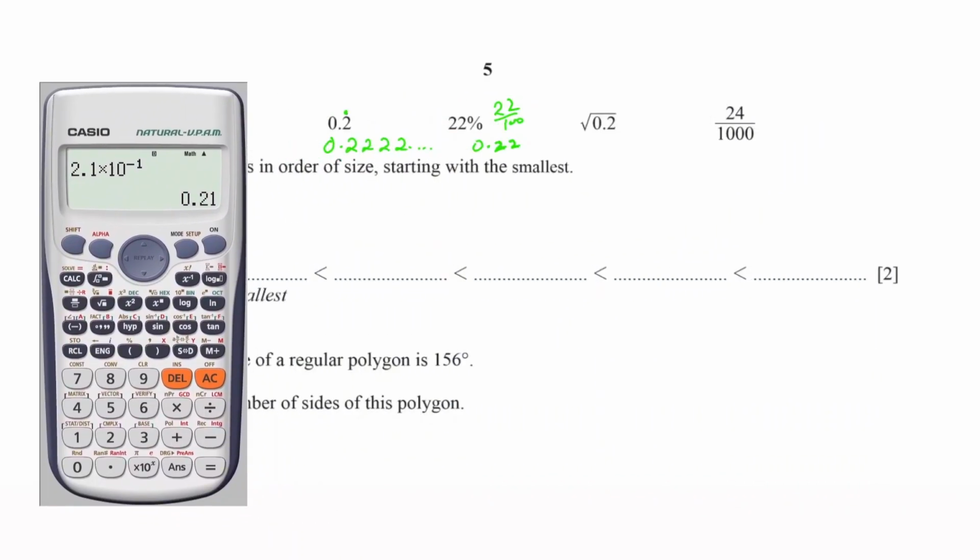Let us use a calculator. Square root of 0.2, and that gives me the answer in decimal, 0.447. So the answer is 0.447, and for this case it is also definite because it's being divided by 1000, so this will be 0.024. Okay, now the calculator work is over.